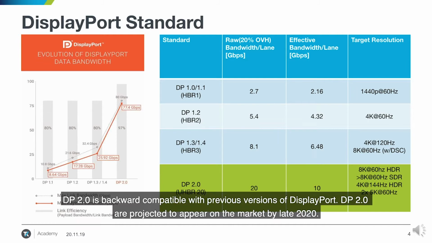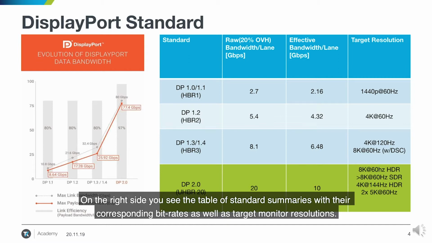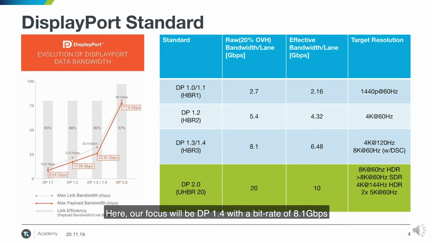DP 2.0 is backward compatible with previous versions of DisplayPort, and it is projected to appear on the market by late 2020. On the right side, you see the table of standards summaries with their corresponding bit rates, as well as target monitor resolutions. Here our focus will be DP 1.4 with a bit rate of 8.1 gigabits per second.